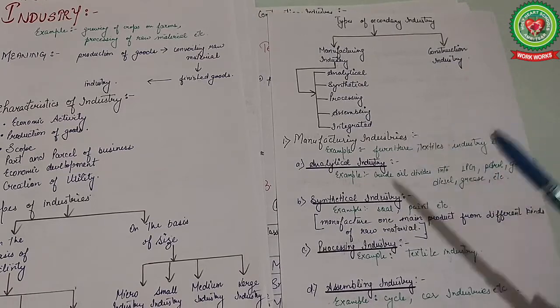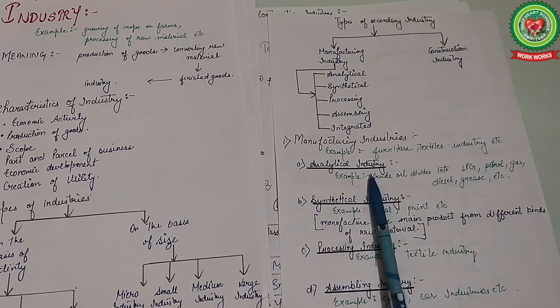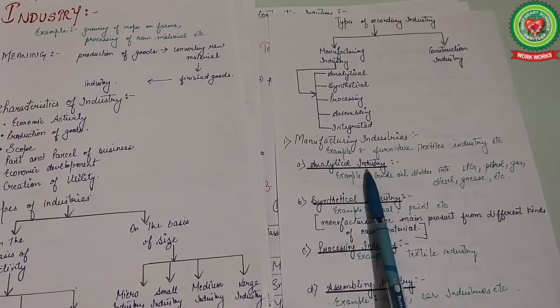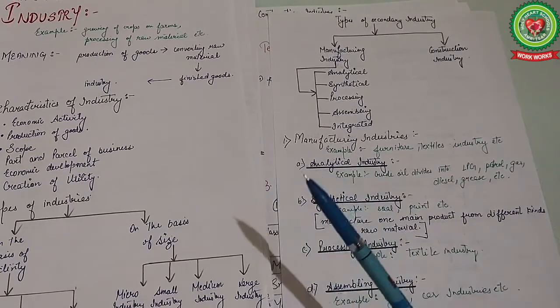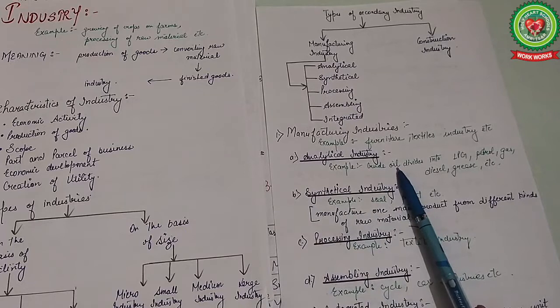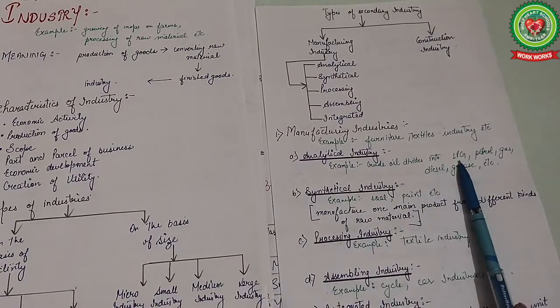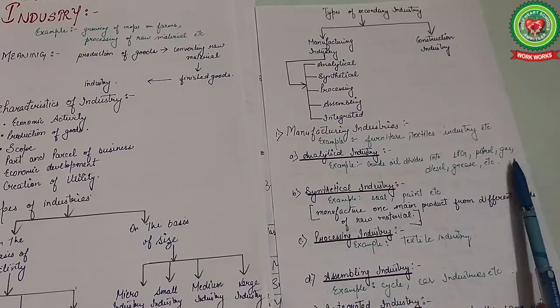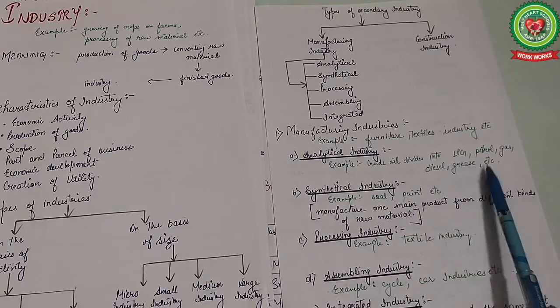In the manufacturing industries, the first point is the analytical industry. Analytical industries, I'll give you an example, like crude oil that is divided into LPG, petrol, gas, diesel, grease that we use.